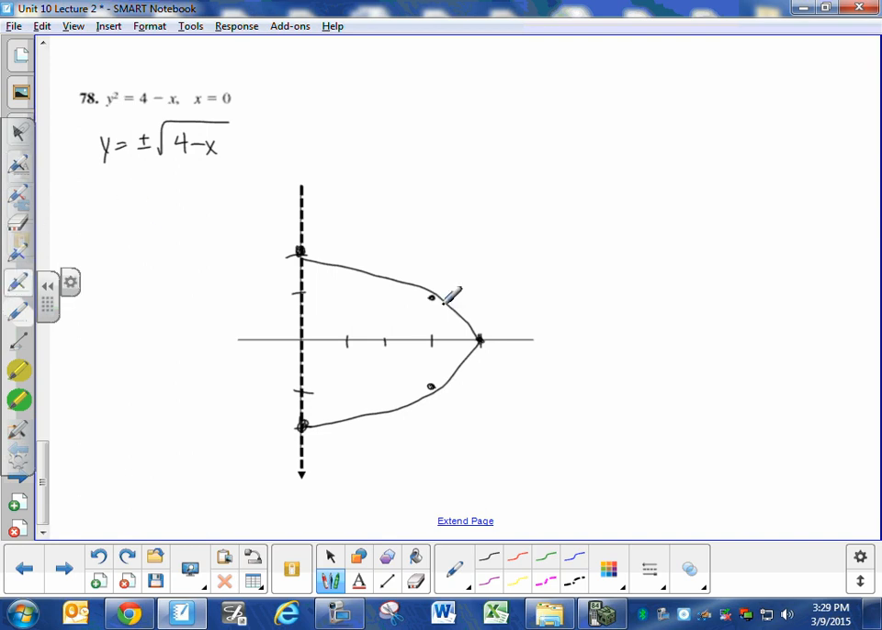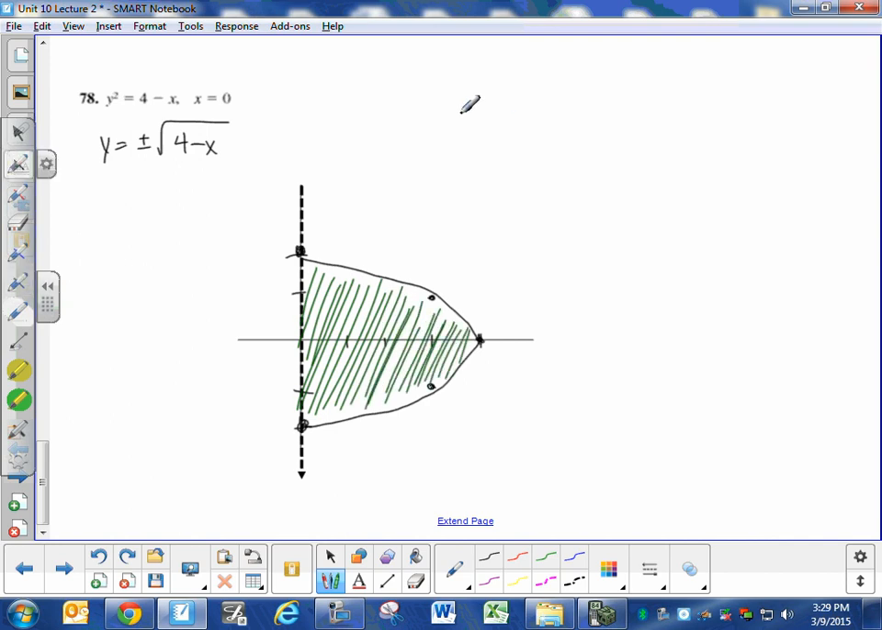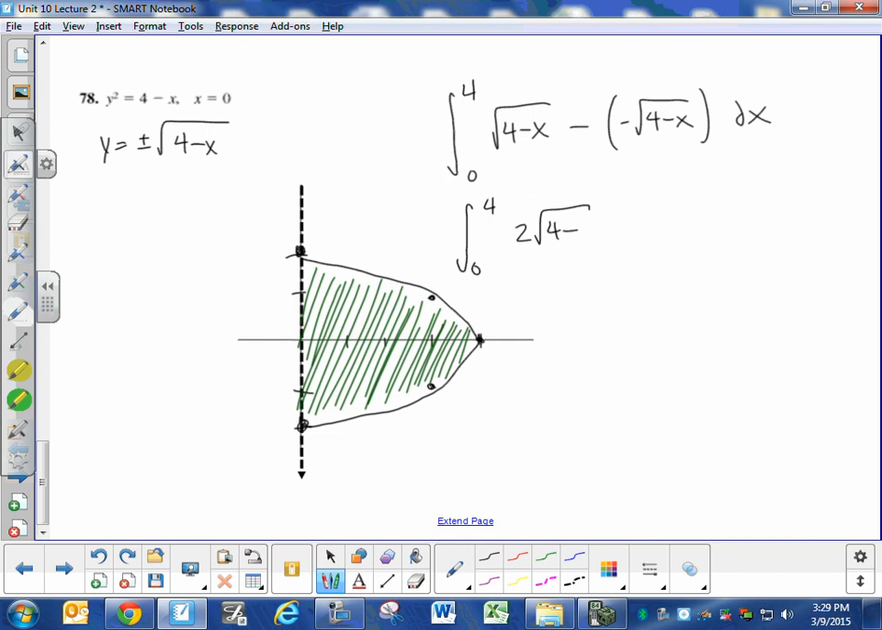Okay, well, first, to find this line x equals a that splits this region into two equal parts, I'm going to first find this area here. Well, to find it, this would be the area from 0 to 4, under the top minus the bottom. Well, the top is the square root of 4 minus x minus the bottom, which is negative root 4 minus x. Well, that might seem tricky, but it turns into just 2 root 4 minus x. So it's almost like take the area of the top half, multiply by 2, you'll get the area of the entire thing. It's not almost, it is.